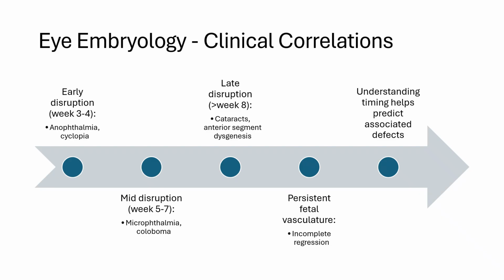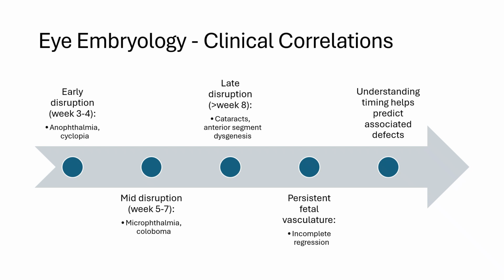Mid-disruption between weeks 5 and 7 produces microphthalmia and colobomas. Colobomas appear as keyhole-shaped defects, typically inferior, where the optic fissure failed to close. When you see a coloboma, immediately think CHARGE syndrome. Colobomas are the C in CHARGE. These babies need comprehensive evaluation, including cardiac echo and genetic testing.